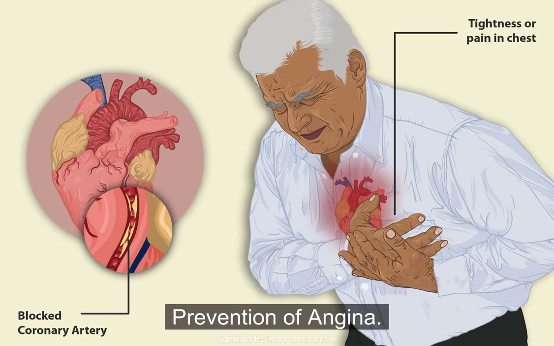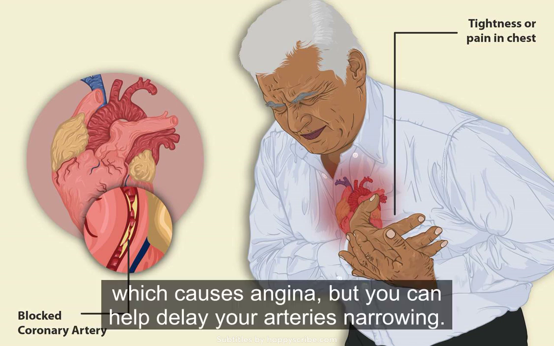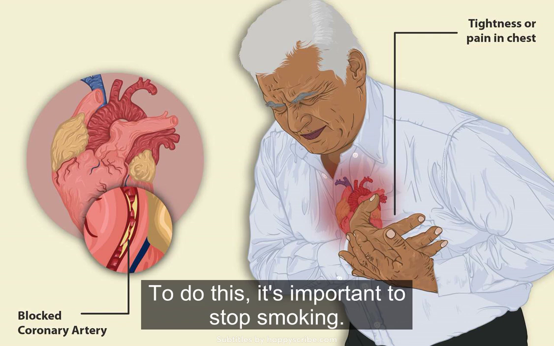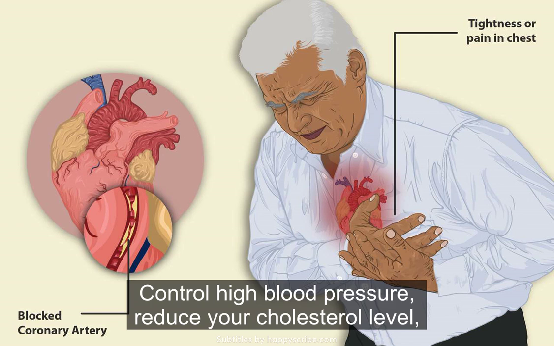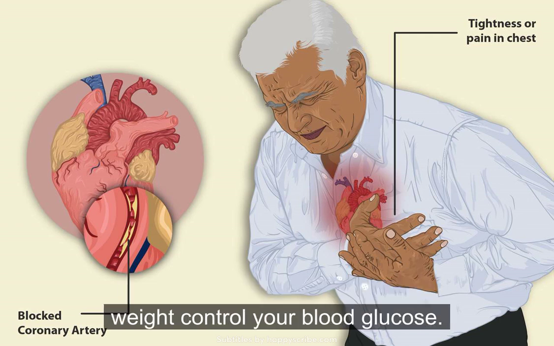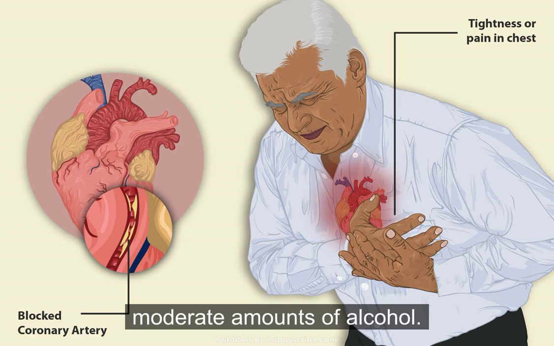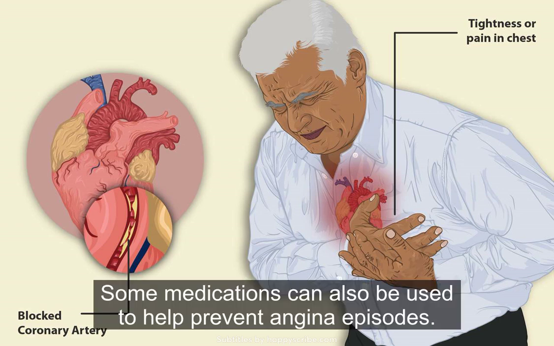Prevention of angina. Unfortunately, you can't reverse coronary heart disease, which causes angina, but you can help delay your arteries narrowing. To do this, it's important to stop smoking, control high blood pressure, reduce your cholesterol level, be physically active, achieve and maintain a healthy weight, control your blood glucose if you have diabetes, eat a healthy, balanced diet and only drink moderate amounts of alcohol. Some medications can also be used to help prevent angina episodes.